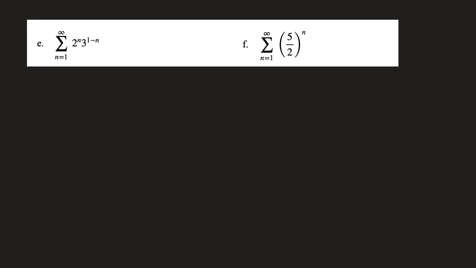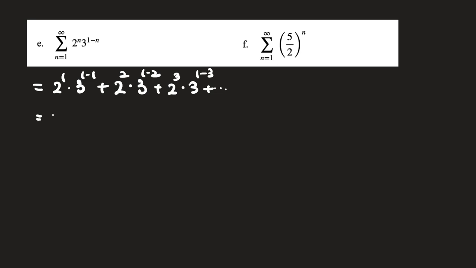Let's do more geometric series. It doesn't look like a geometric series, so let's check it out. If you're confused about geometric series, first you expand it, then you're going to see whether this one is a geometric series or not. So let's expand it. The first one is 2 to the 1, 3 to the 1 minus 1. Second is 2 squared, 3 to the 1 minus 2. Third one is 2 cubed, 3 to the 1 minus 3. Keep going, right? So 2 times 3 to the 0 is 1.